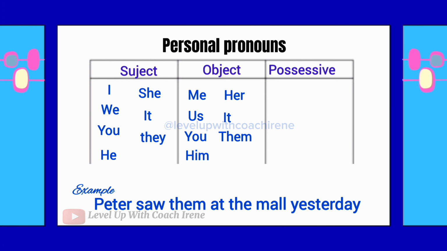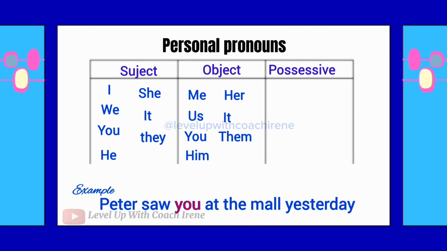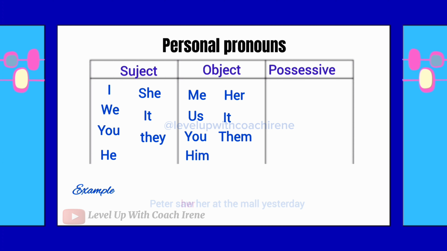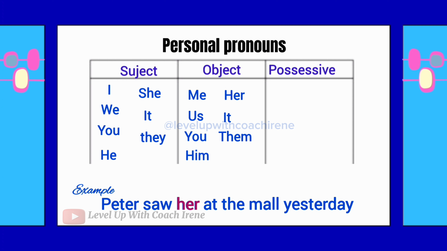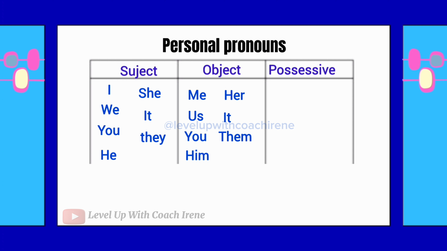In this sentence, them is an object pronoun, and you can use any of the other object pronouns to replace them. Example, Peter saw you at the mall yesterday. Peter saw her at the mall yesterday. Number 3, possessive pronouns. Possessive pronouns indicate ownership or possession.